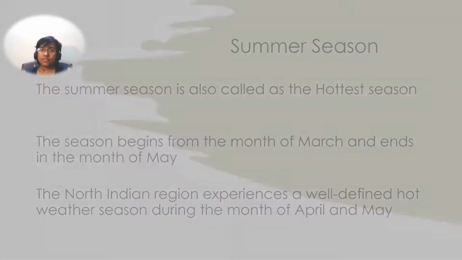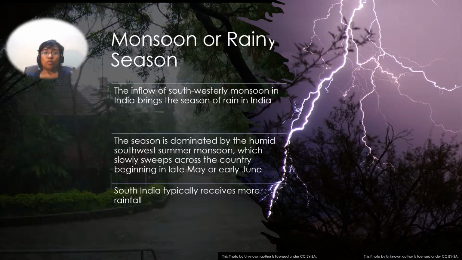The third season is the monsoon or the rainy season. The monsoon or the rainy season begins from July to September. The inflow of southwesterly monsoon in India brings the season of rain. This season is dominated by the humid southwestern summer monsoon, which slowly sweeps across the country beginning in late May or early June. With the onset of rains, the temperature starts falling. The Indian subcontinent receives the bulk of its rainfall during this particular period, the southwest monsoon period.